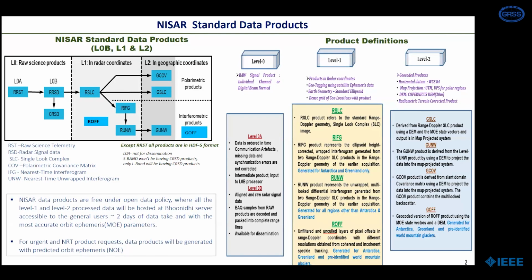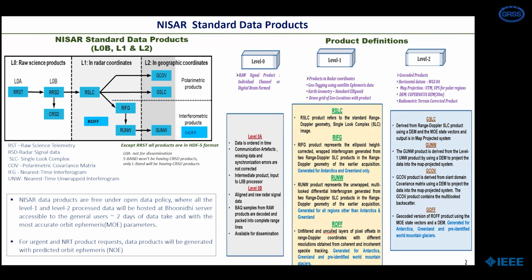So these are the standard products from NISAR. As you know, level 0B is a raw product, which is also free. Level 0E is before that level, which is not for the users. And we have a single look complex data in the radar coordinates. And we have an interferogram, unwrapped interferogram and RF products, which are level 1 products. But the interferogram and RF products are only for our Greenland and Antarctica regions, while the unwrapped interferogram is for all our Indian interest land mass.